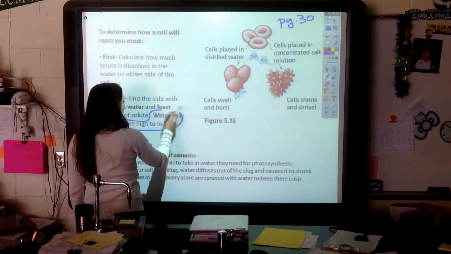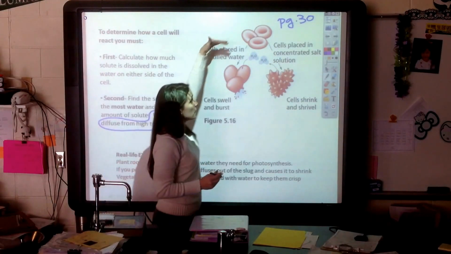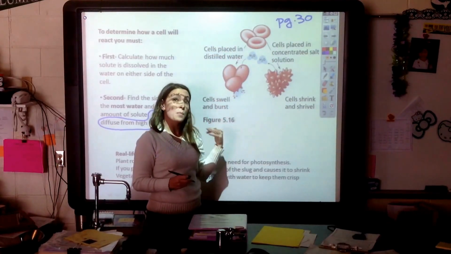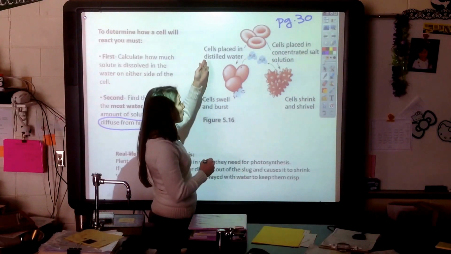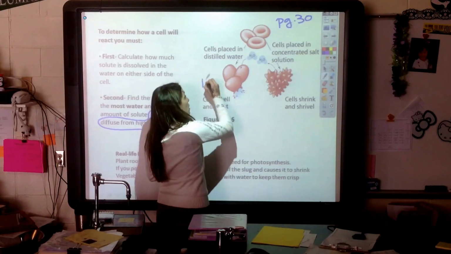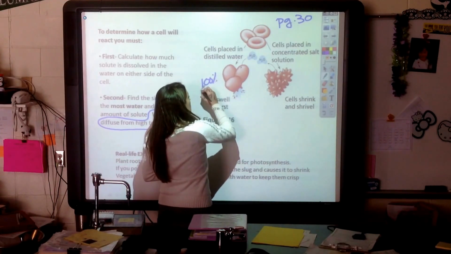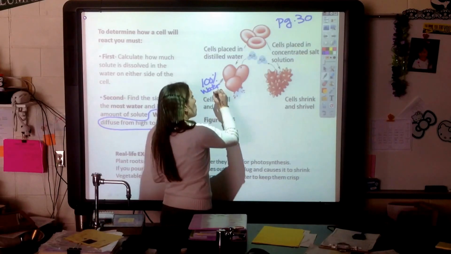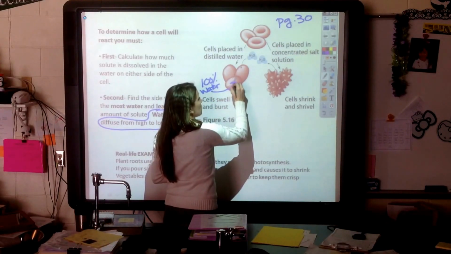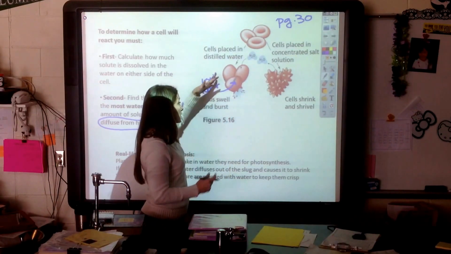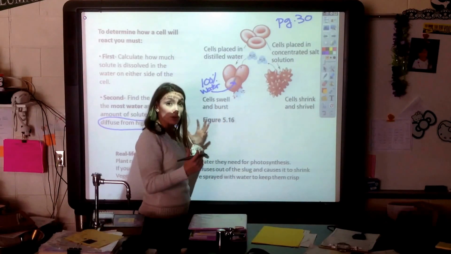So whenever you have an example where you're putting a cell inside of water, you want to figure out where is there the most water. So remember, like we saw, distilled water is 100% water. That means there's a lot of water outside, and water will move into the cell. Please draw this with me. As water moves in, the cells will swell and burst.